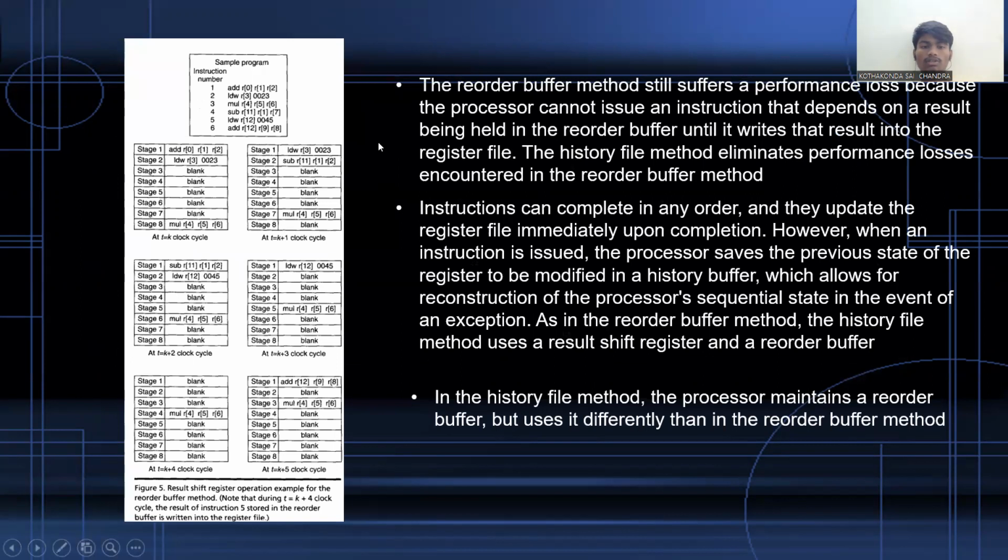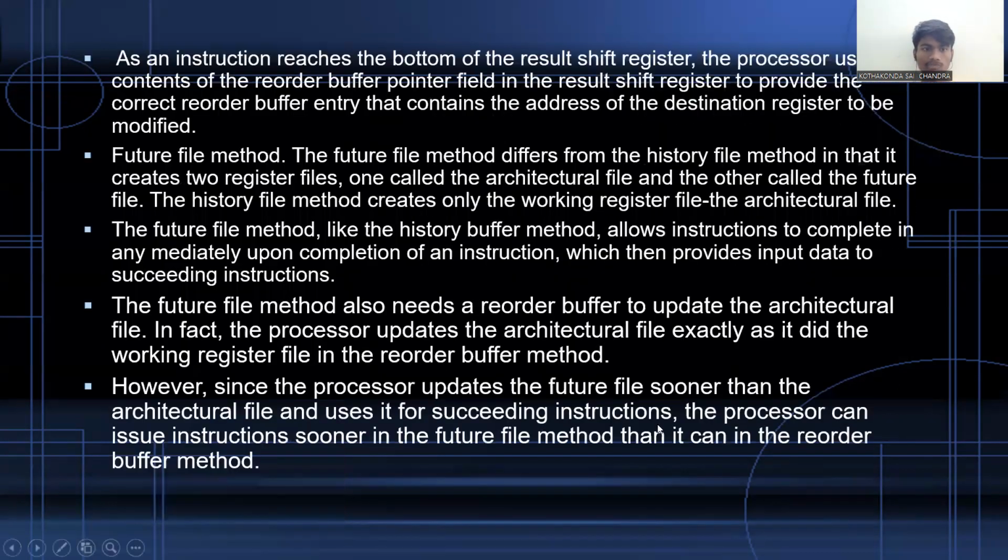This is all examples and basic information about the history file method. In the history file method, the processor maintains a reorder buffer but uses it differently than in the reorder buffer method. This is another method, the future file method.